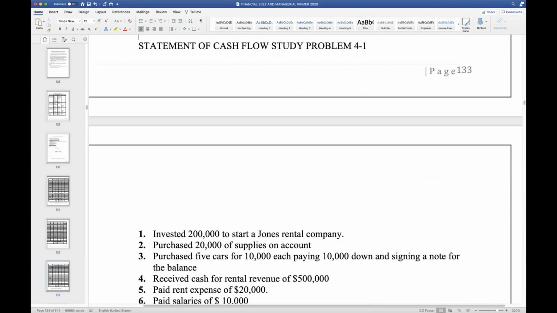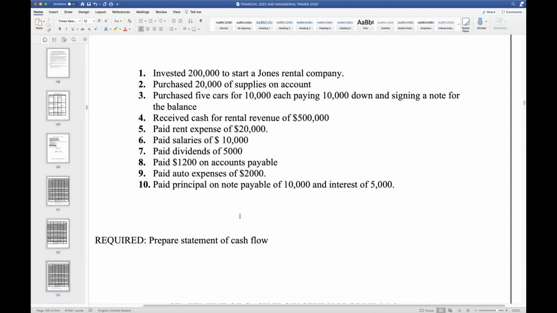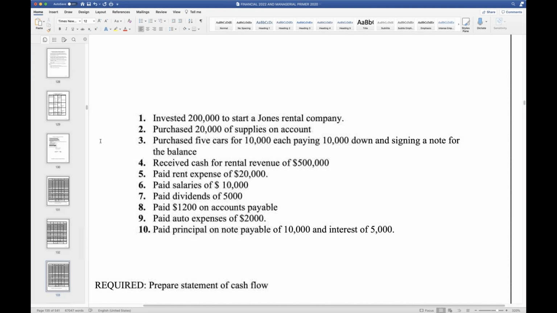So we're going to go journal entry by journal entry and see if it goes on the statement and where. There are 10 journal entries. What's the first one? They invested $200,000 to start a company, so common stock and cash. Remember, type first. Type 1. So this is our JE1.